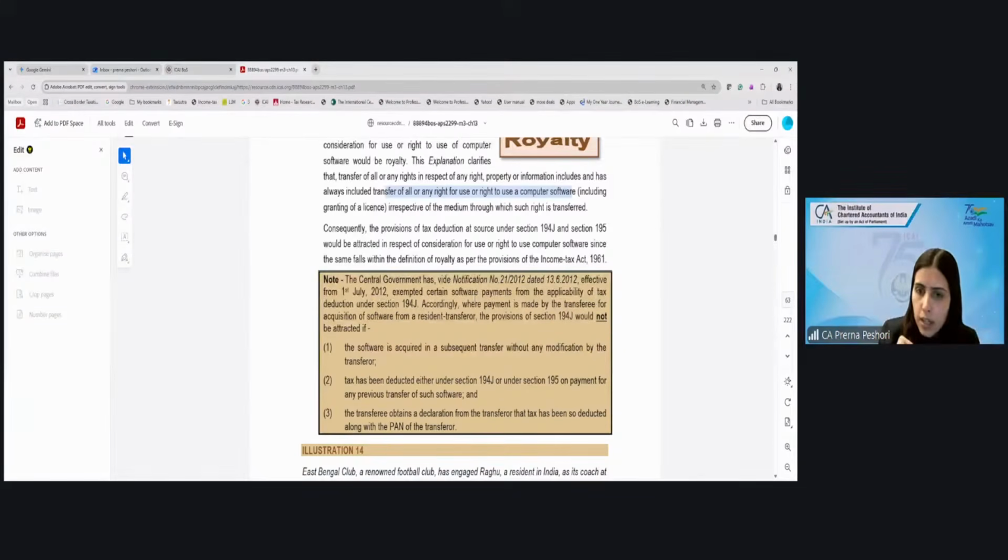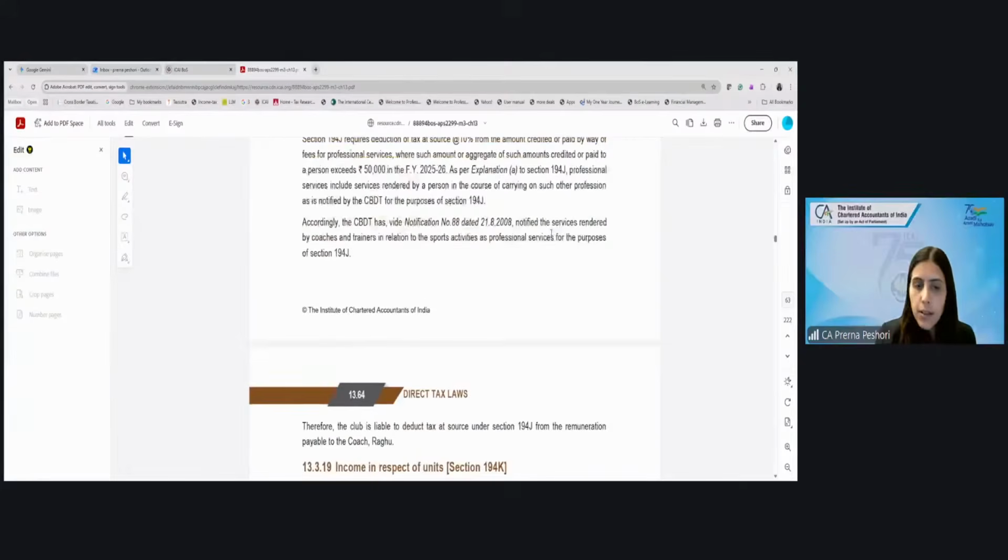Because if they acquire without any modification, if one reseller does not modify the code of the software, he just sells as is to the customer or to another reseller. In that case, the TDS is not to be deducted by the customer or the second reseller because the TDS has already been deducted in the first tranche. And if the reseller gives that declaration that he has already deducted the TDS in the first tranche to the customer, then the customer need not deduct the TDS again on that purchase of software. Clear? Fine?